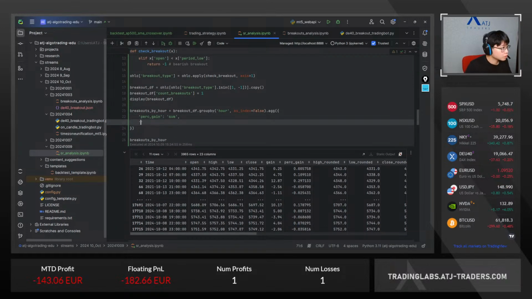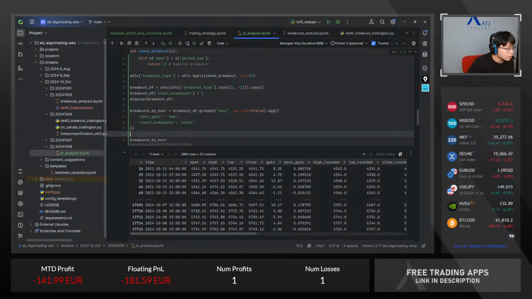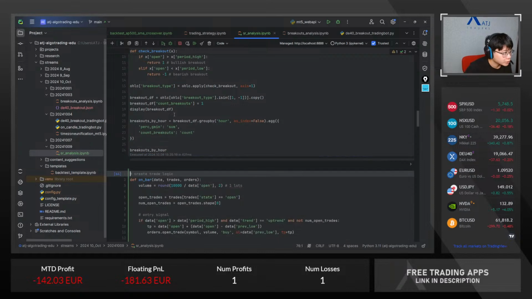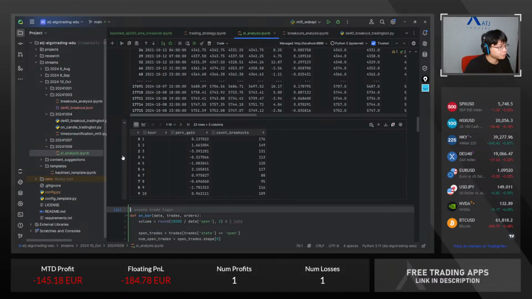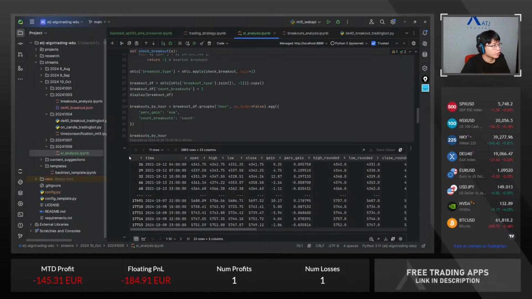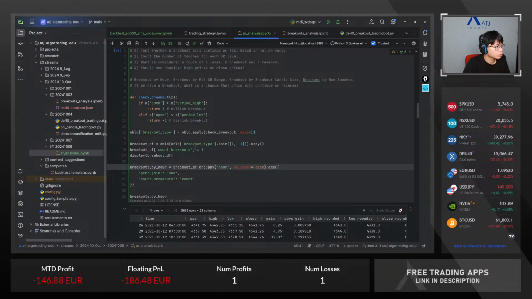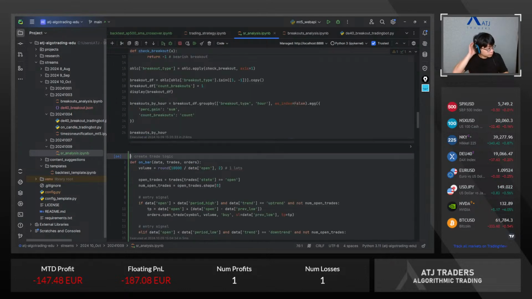What we will count is the count breakouts, which is also a sum, or we can also use count because it doesn't matter now because it's 1. And let's have a look at the results. Okay. Oh, and we also need to group by the breakout type, of course, right? If it's a bullish or bearish breakout, that's very important. So this is the breakout type.